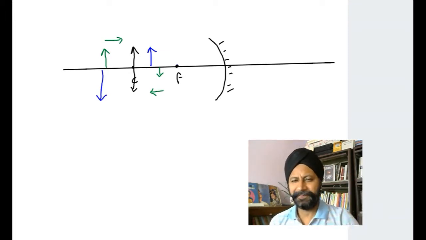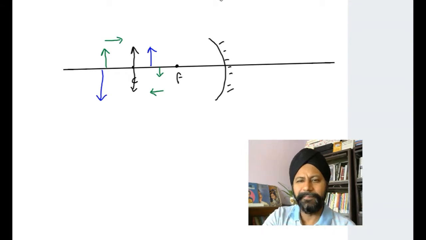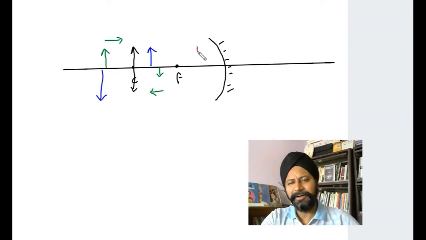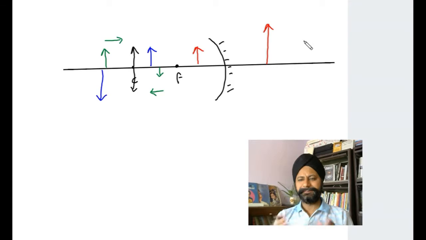So that's the pattern. What happens when you bring it closer than that? Let's say you put the object here. This is where you get a virtual image, my friends. This is the virtual image, and it's bigger.